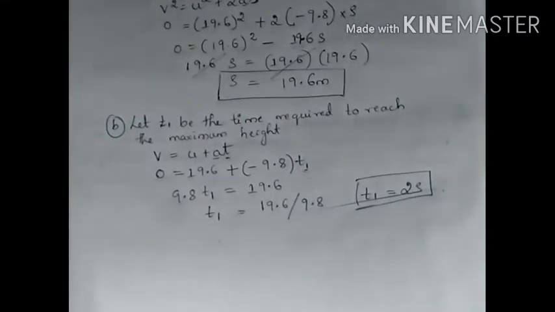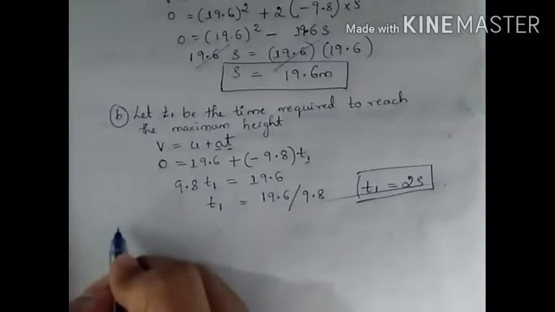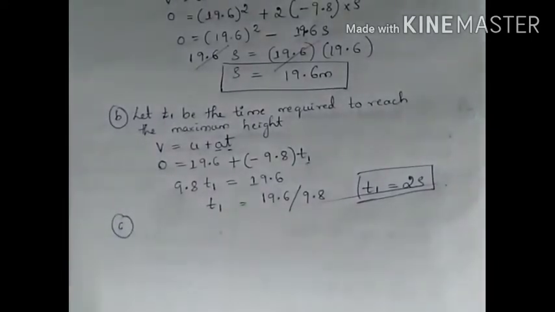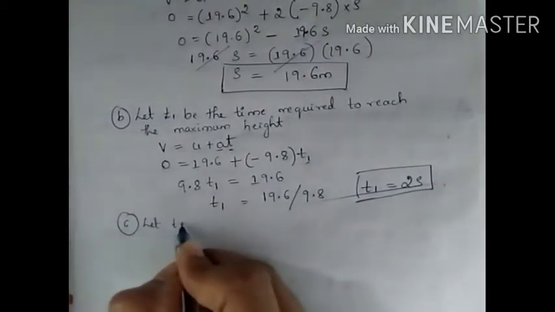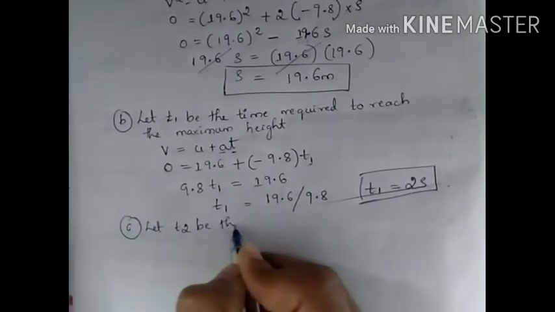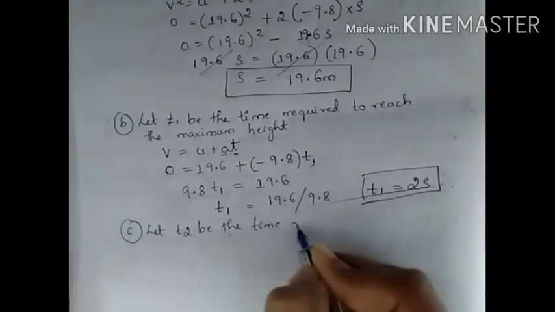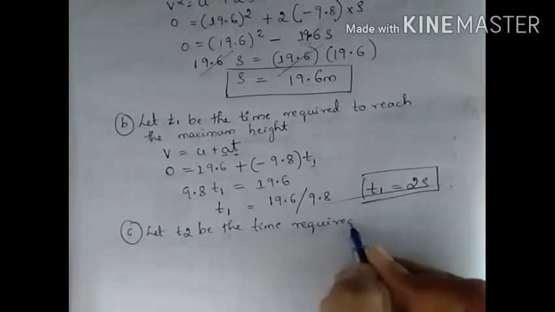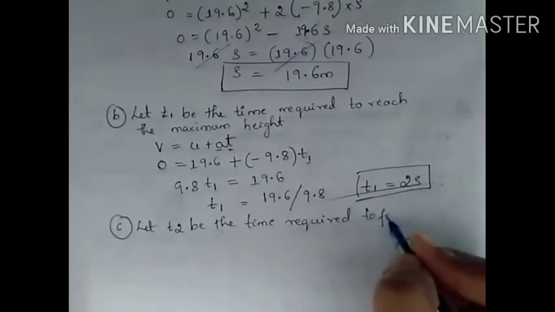Now you have to calculate the time of descent. C is, now let T2 be the time required to fall back to the ground.